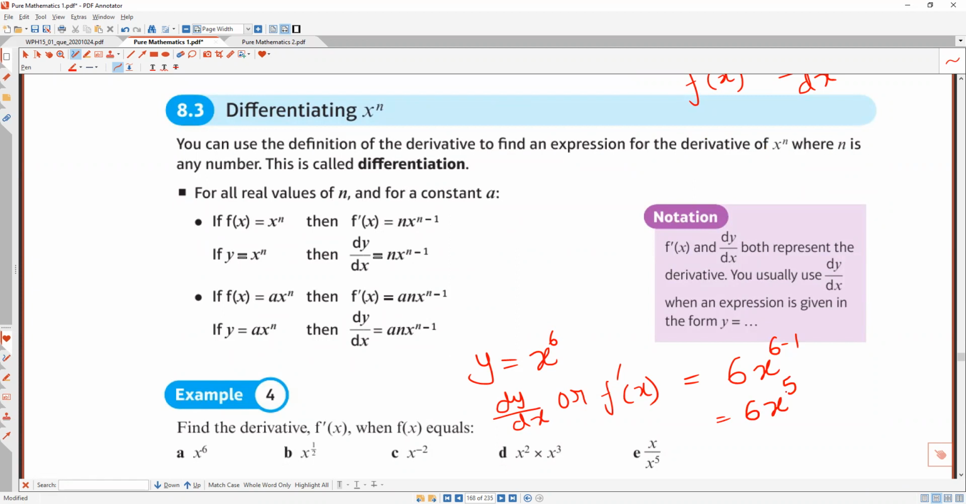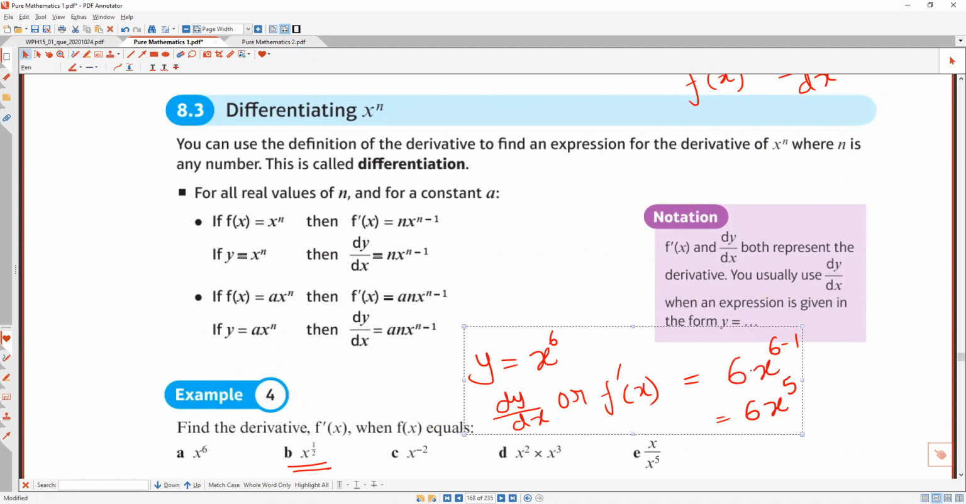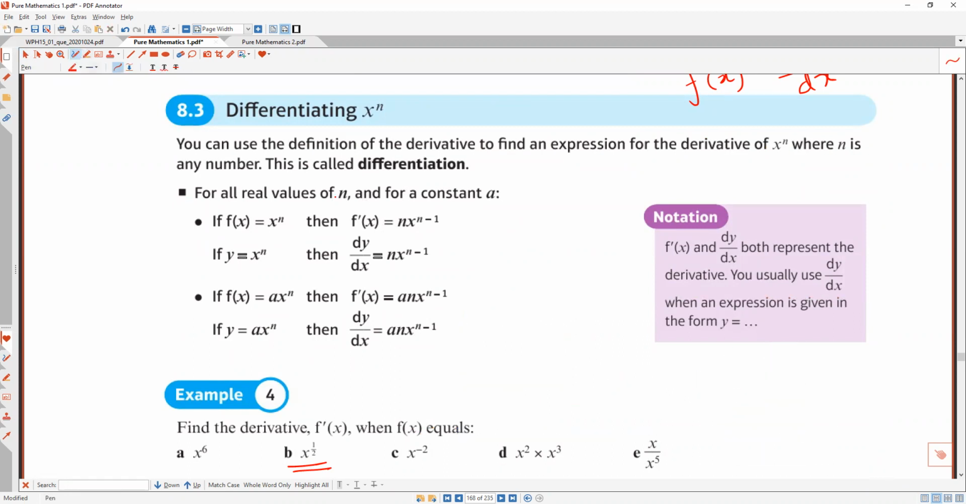Got it? Now then what they said, find the differentiation of x raised to half. Okay, so let me do that also. Find differentiation of x raised to half. So how would you do this? y is equal to x raised to half. So dy by dx equals half x raised to half minus 1.